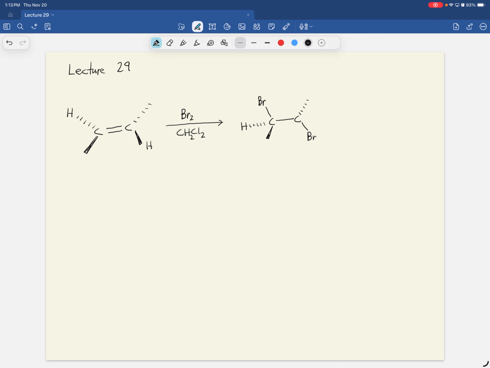Remember, anti-addition. That's why I draw the bromines in a staggered conformation. All right. So what's going to happen if I rotate this molecule? So if I rotate one of these bonds, let's just rotate the right carbon 180 degrees. The methyl group now will be pointing outward.